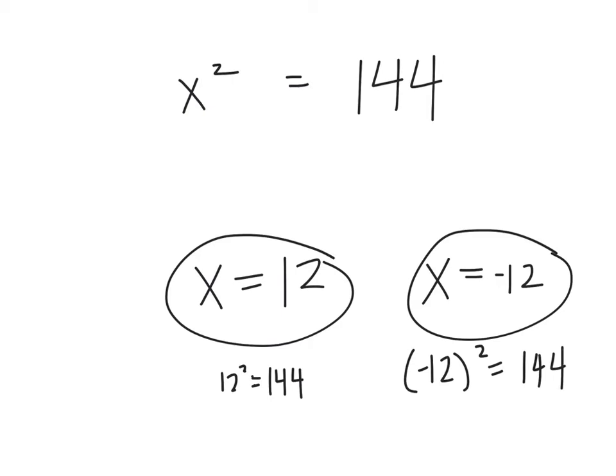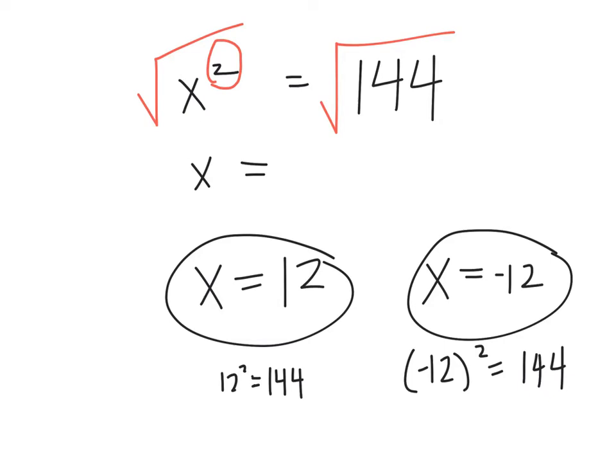We want to know the algebra behind this. The algebra behind this is that we should be using an inverse operation. The opposite of squaring something is taking the square root. So really what we're doing is taking the square root of both sides of this equation, because the square root of anything squared is just itself, x.